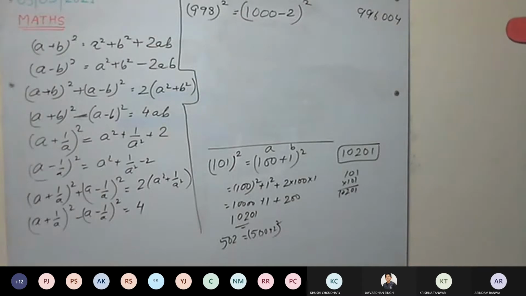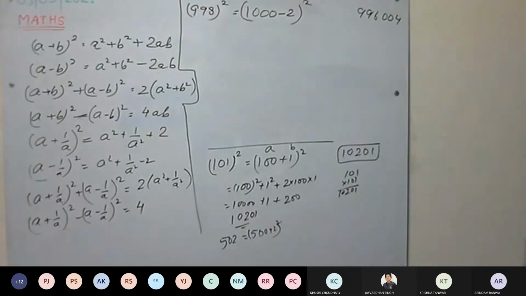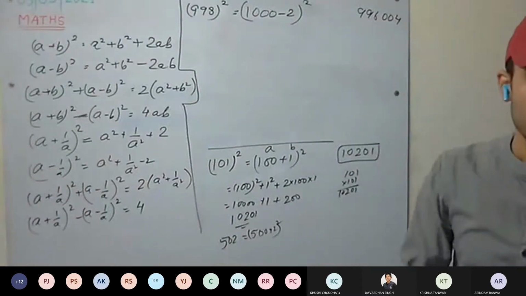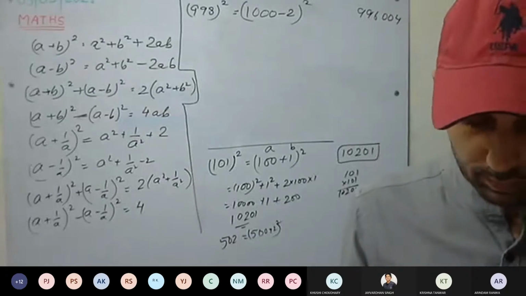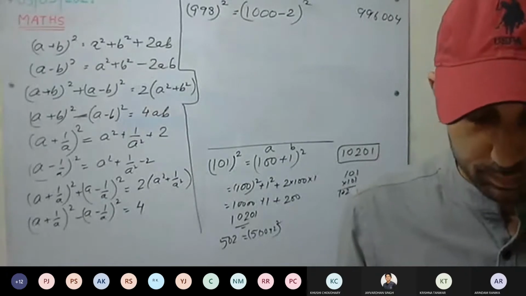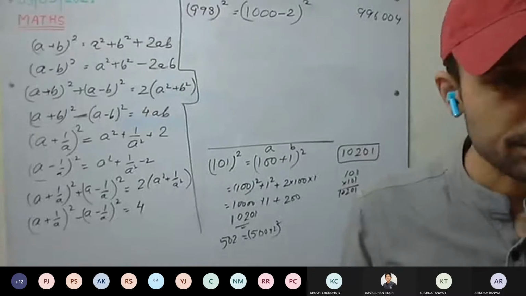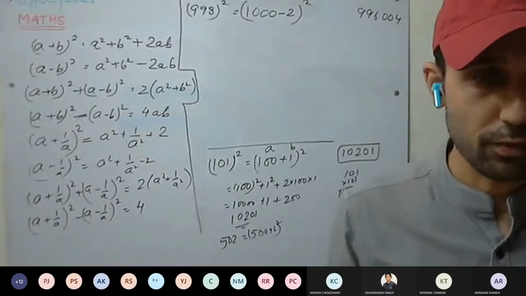This you must get. 996004. Solve it. Everyone have solved? Everyone have solved the second? Okay. Third question will be homework.